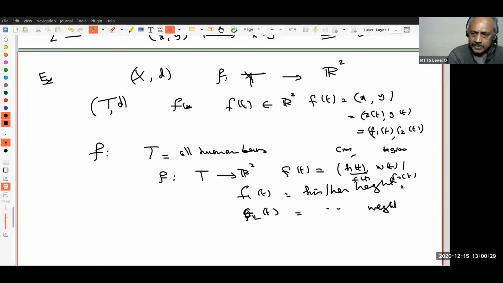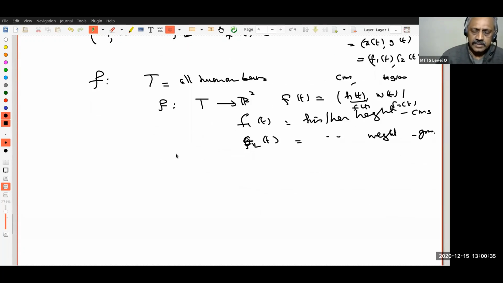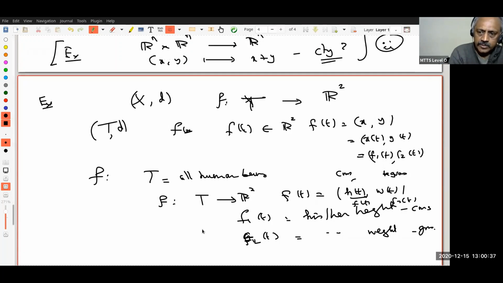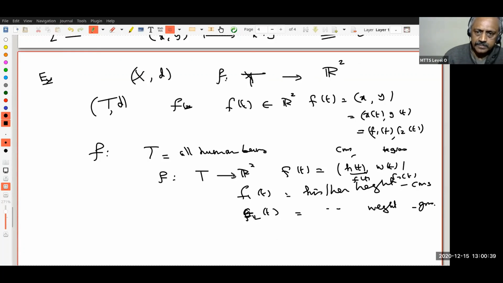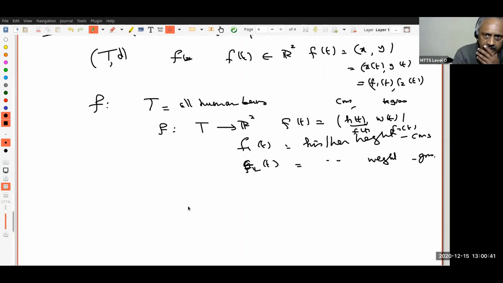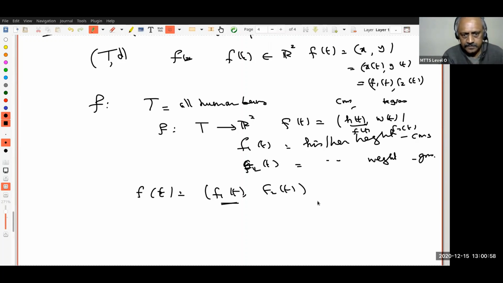Okay, I have to specify the units. Here the height is in centimeters, the weight is in grams. Do you understand this? So these F1 and F2 are called components of the function F. So F of T I will write as F1 of T and F2 of T. So this is the x coordinate of the vector f of t. This is the y coordinate of the vector f of t. Make sure that you understand.